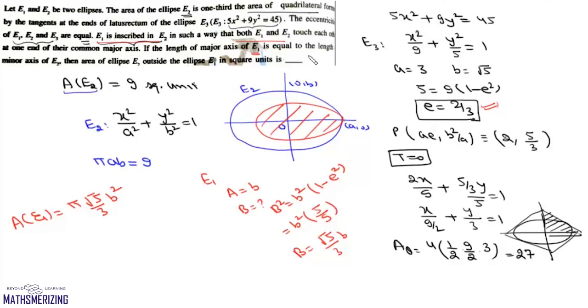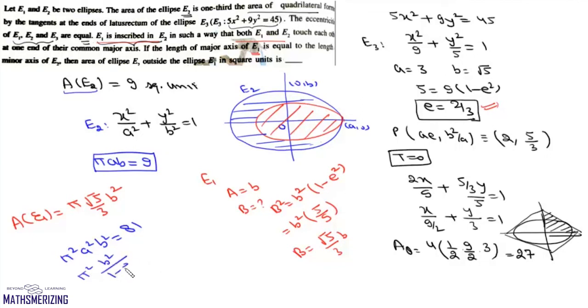Now we need to find the area of ellipse E2 outside the ellipse E1 in square units. So we need to find this remaining area, which means we need to subtract E1 from E2. But before that, we need to write the area of E1 in absolute terms. We know that pi ab is equal to 9. We'll square it. We'll write pi square a square b square, and it'll be 81. Now we can write this as pi square, and a square is b square upon 1 minus e square, into b square into 81.